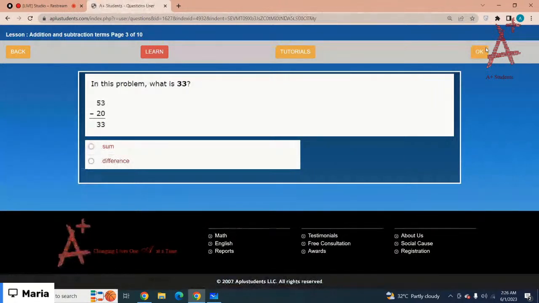In this problem, what is 33? Sum or difference? 50 take away 23. You're subtracting two numbers. The answer must be the difference. 33 is the difference of 53 and 20. Got it? It would be difference.